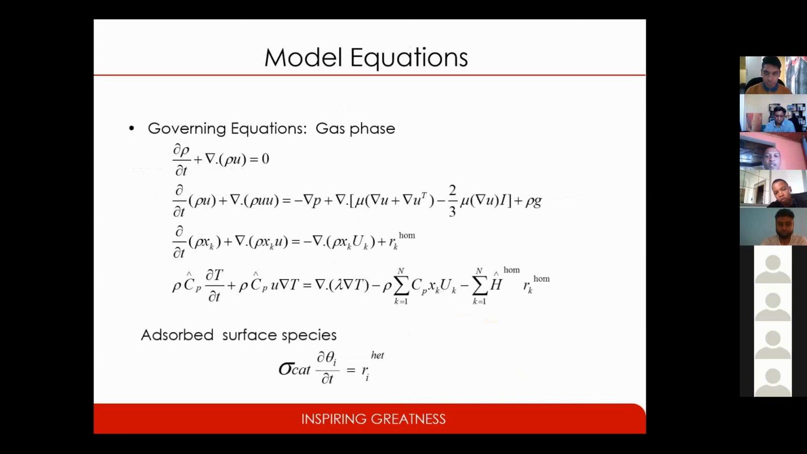Now, the model equations that we used in this, as I've said, are the Navier-Stokes equations: the continuity, momentum, mass balance, and the energy equation. And those are for the gas phase. When you look at the surface species, the equation on the last part of the page there shows how the surface coverage varies. And this is the heterogeneous reaction as shown by R_i^H. And then these would be the surface reactions that I will show later and how they were modeled.